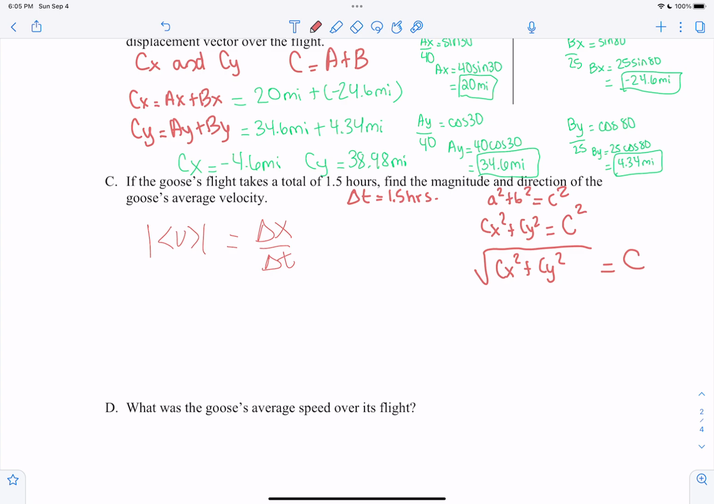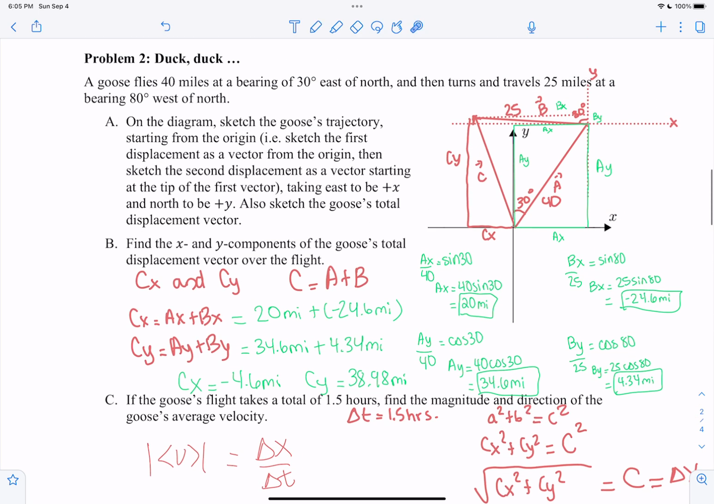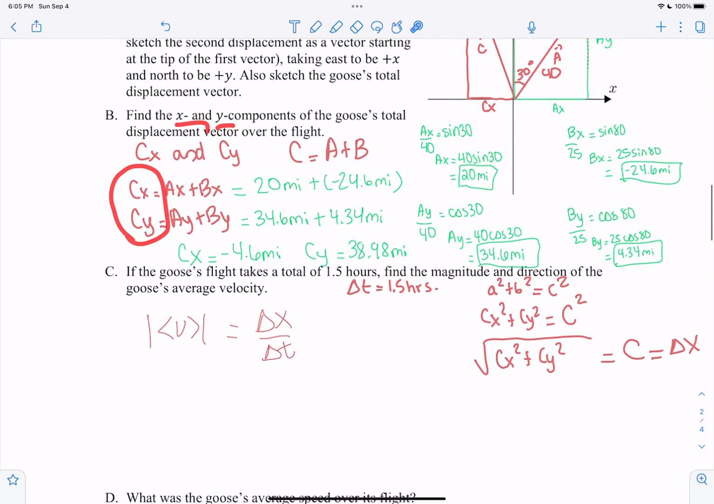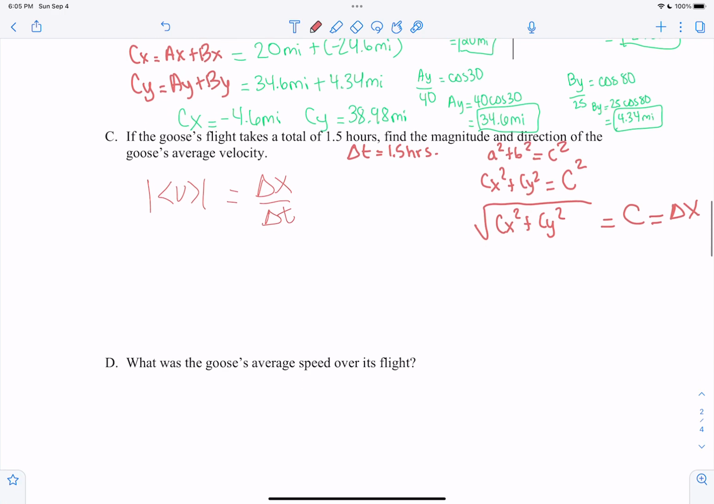And then we know that our c is technically our displacement vector, because that's what they said here in part B, where the goose's total displacement vector is modeled by this vector c, and then we figured out the x and y components of c. So taking Cx squared plus Cy squared, square rooting the whole thing, gives us c, and that gives us our delta x.